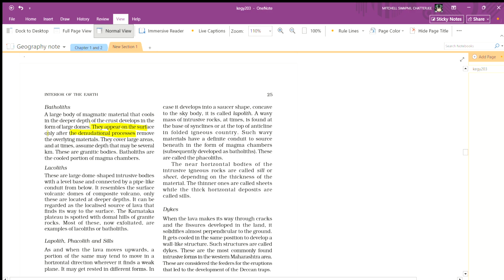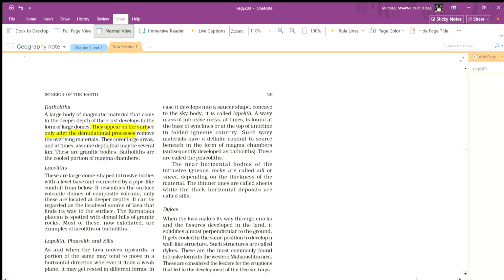Only after the denudational process removes the overlying material. They cover large areas and at times assume depths of several kilometers. These are gigantic bodies. Batholiths are the cooler portion of the magma chamber.